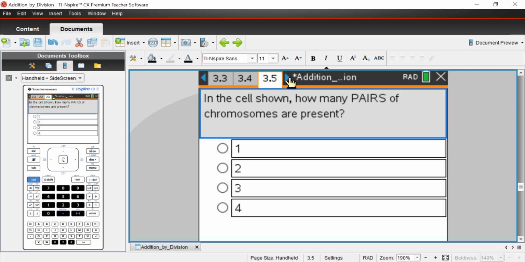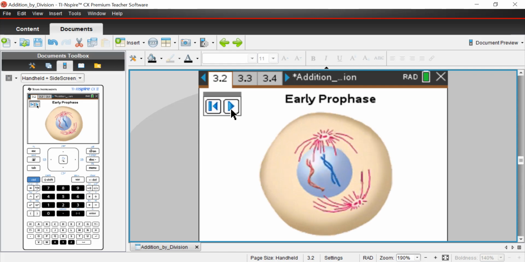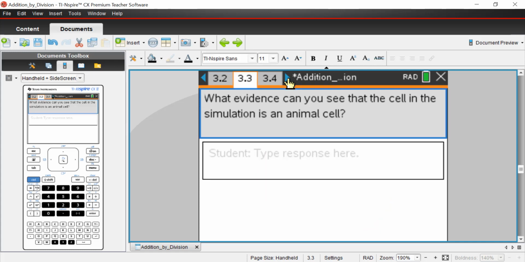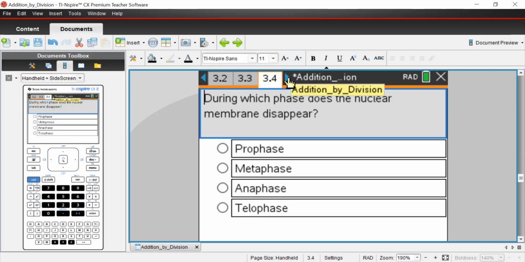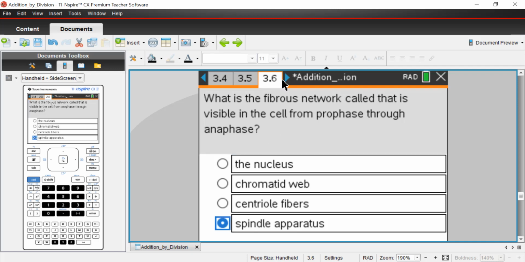3.5, in the cell shown, how many pairs of chromosomes are present? So in the cell shown, these are replicated chromosomes, they're chromatids, but there's actually just one pair of chromosomes. This is a chromosome, that's a chromosome, and we've got one pair of chromosomes. So the answer is 1. Page 3.6, what is the fibrous network called that is visible in the cell from the prophase or anaphase portions of mitosis? That's known as the spindle apparatus. It would be this choice here.